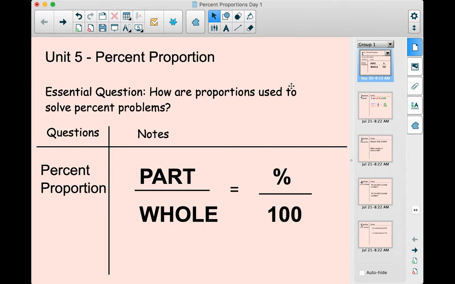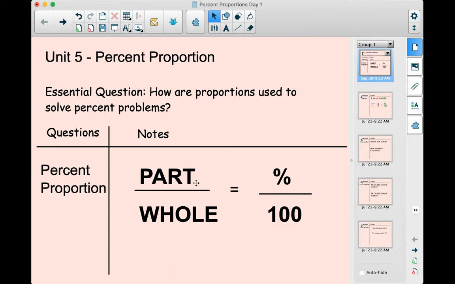We're going to talk a little bit this week about percents. Now, the last thing we did was proportions. We learned how to write proportions and solve proportions. We're going to look at a specific kind of proportion called the percent proportion, where we're going to be able to use our proportion skills to solve percent problems.